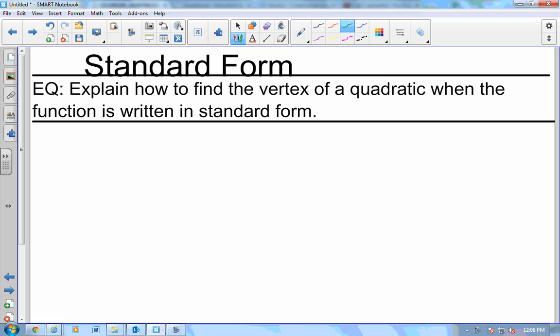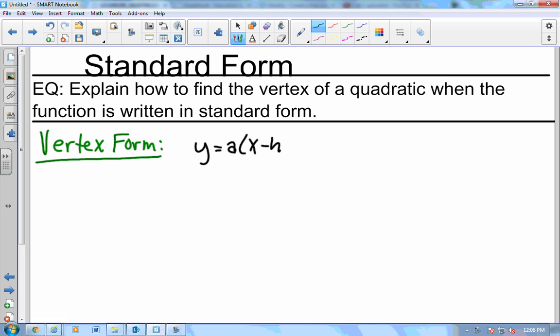Okay, standard form. Explain how to find the vertex of a quadratic when the function is written in standard form. So far this year we have done vertex form, not standard form. And vertex form is a really nice form, because as we learned, we can just go opposite, same, and we see the vertex, because we have our friends A, H, and K. Can you write that down, please? y equals a times the quantity x minus h squared plus k.